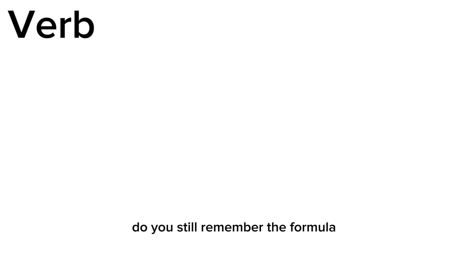Do you still remember the formula for the present continuous tense? This tense uses a gerund as a verb in its formula. A gerund is a verb 1 that ends in ing. For example, cooking: cook as the verb 1 and the gerund uses ing at the end of the verb.